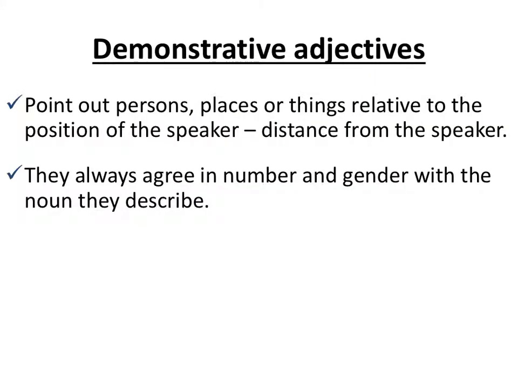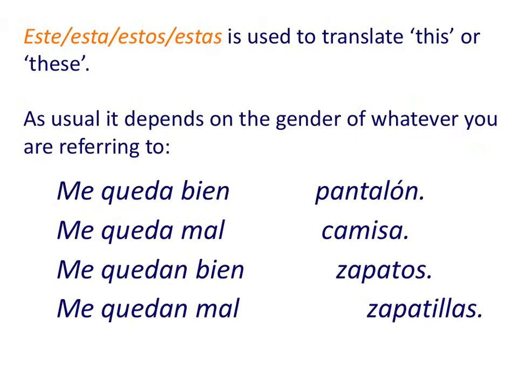So demonstrative adjectives basically point out persons, places, or things relative to the position of the speaker, i.e. the distance from the speaker. They always agree in number and gender with the noun they describe. That's why they are adjectives, because remember that adjectives agree in Spanish. Okay, so let's look at the first one. Este, esta, estos, and estas is used to translate this or these. As usual, it depends on the gender of whatever you're referring to. So here, have a look what they would be here.